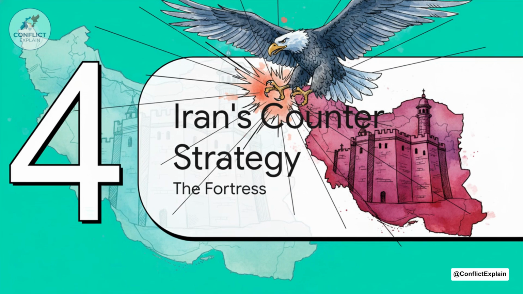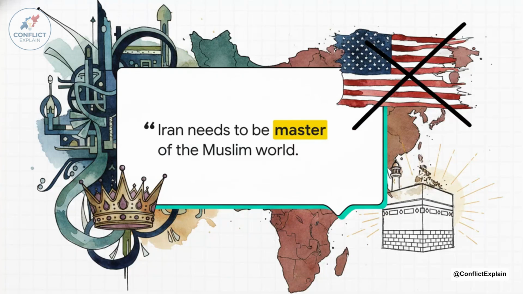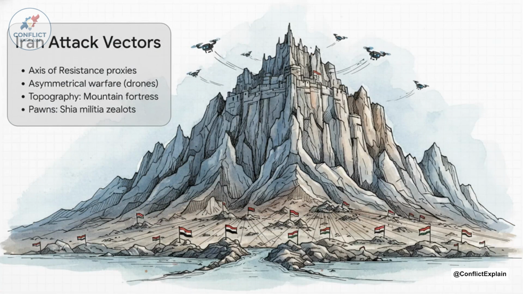Section 4. Iran's counter-strategy, the fortress. Here, Professor Jiang outlines Iran's queen strategy. And again, this isn't just about localized self-defense, it's a religiously fueled, highly maximalist mission. Their grand strategy is to completely displace Saudi Arabia's influence, defeat what they call the American Great Satan, and ultimately become the absolute leader of the entire Muslim world. So what makes Iran such a tough opponent on the board? It comes down to highly specialized attack vectors.